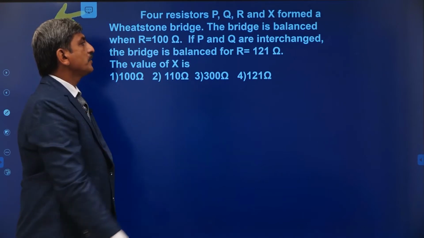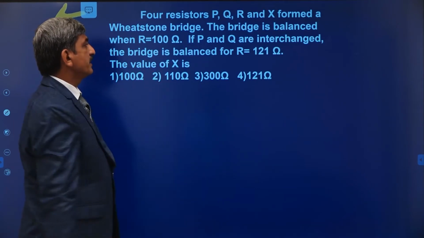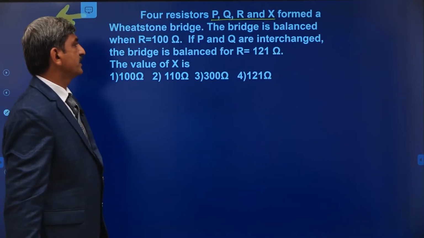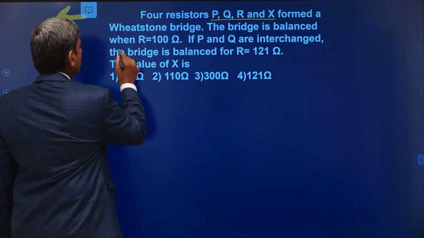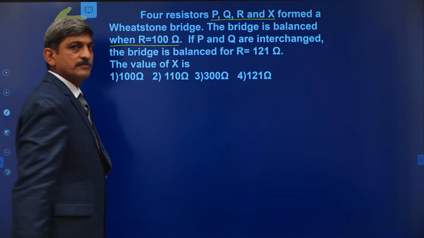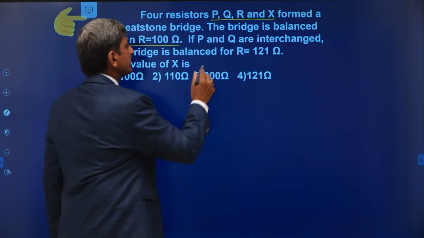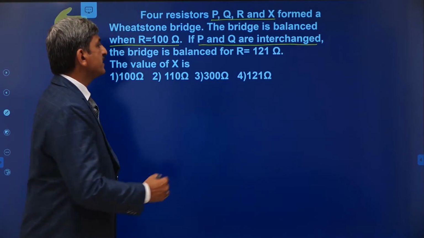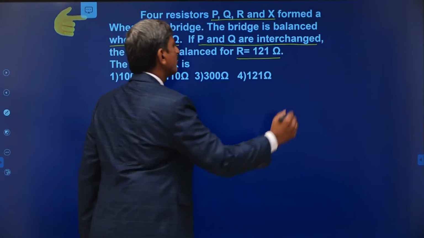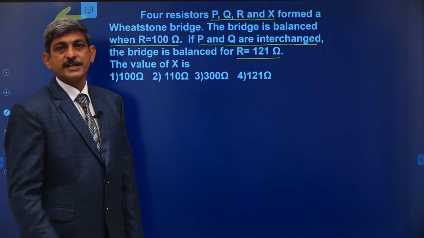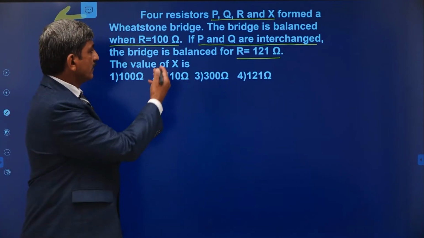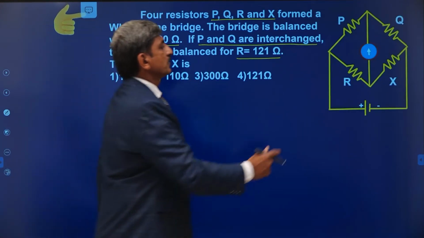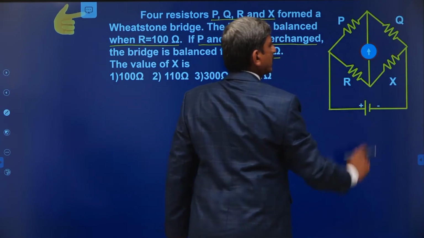4 resistors P, Q, R and X formed a Wheatstone bridge. The bridge is balanced when R is equal to 100 ohms. If P and Q are interchanged, the bridge is balanced for R equal to 121 ohms. The value of X is dash. This is the question. For that, I am going to draw the Wheatstone bridge. Look at the screen. These are the P, Q, R, X values.